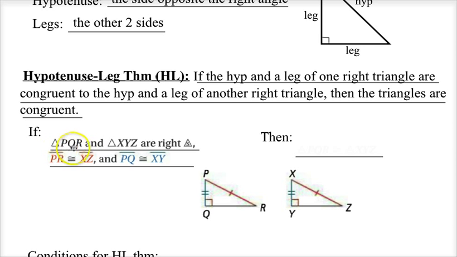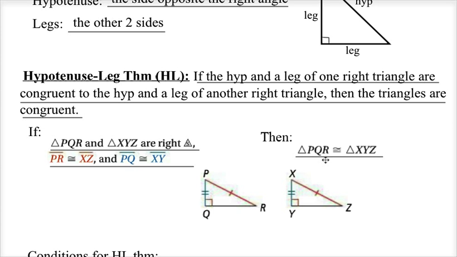So if we have triangle PQR and triangle XYZ and they're right triangles, they have to be right triangles, and if I have PR congruent to XZ, that would be the hypotenuse, and I have one of the legs, PQ congruent to XY, then those triangles are congruent, and the reason is hypotenuse leg. Okay, so that's my hypotenuse leg theorem.